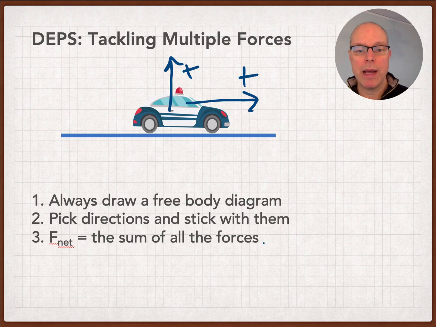Third thing, what does the math look like? Newton's second law says that the net force equals m times a. So we've already talked about that. Also, Newton's second law is what you get when you add up all the forces. So F net equals the sum of all the forces, as long as you've called some of them plus and some of them minus. I'm going to step you through that and show you how easy it is to tackle these problems that involve multiple forces.